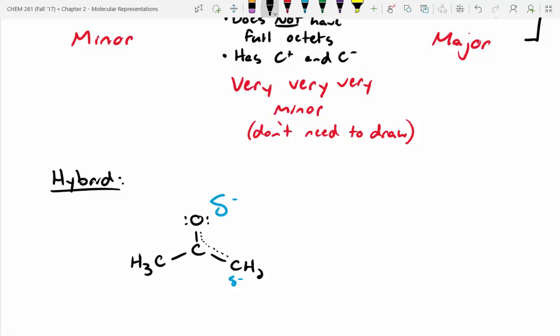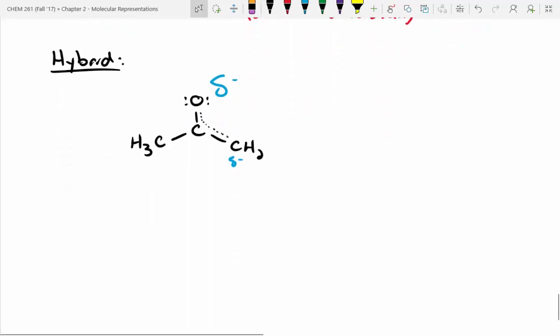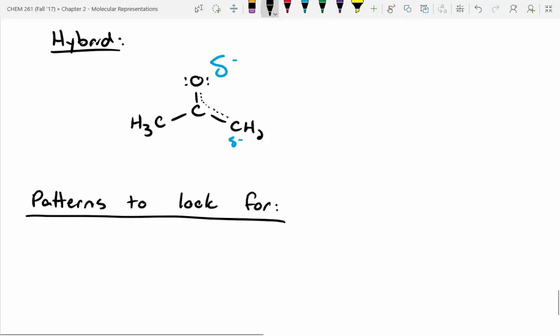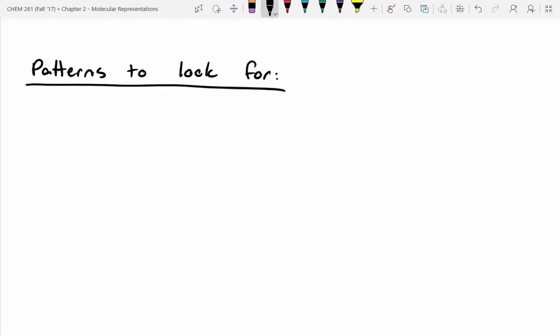Okay, last but not least, I'll give you guys a list of some patterns to look for when you're looking for resonance structures. So patterns to look for. First one I call lone pair, sigma, pi. So what do I mean by that?